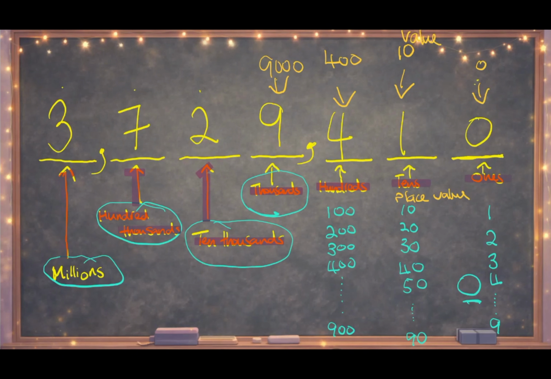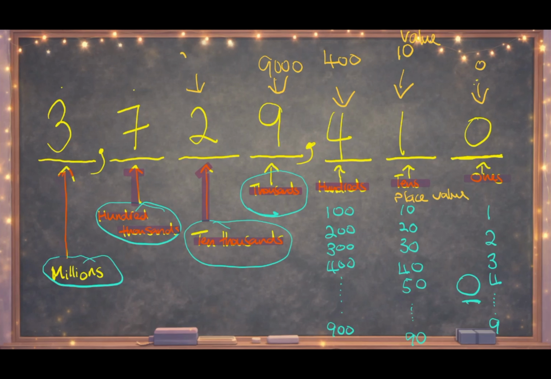Are you ready to go through it? The place value of digit 2 is 10,000 and the value of digit 2 is 20,000. The place value of 7 is 100,000 and the value of 7 is 700,000. Lastly, the place value of 3 is millions and the value of this 3 is 3 million. I'm just going to write it in words here because otherwise there will be too many zeros.